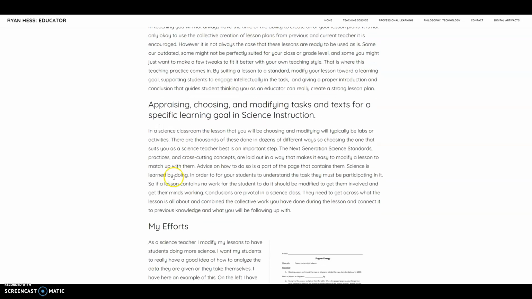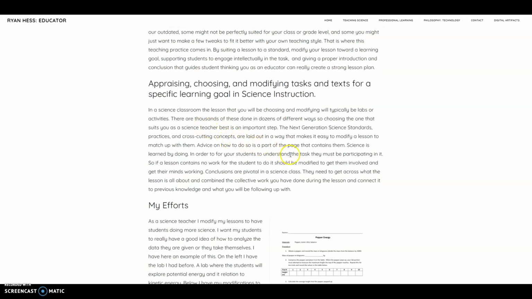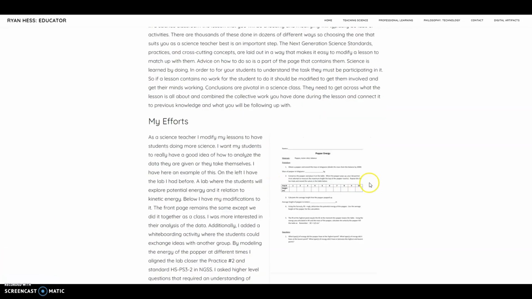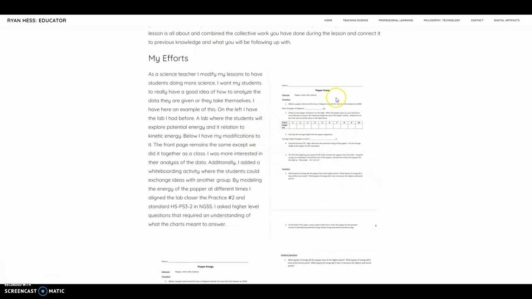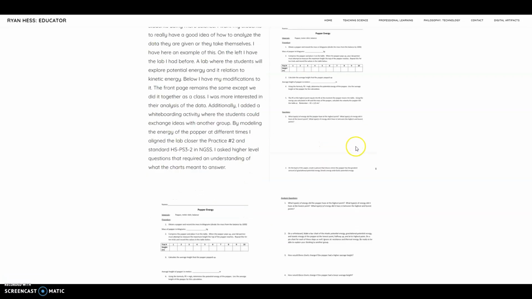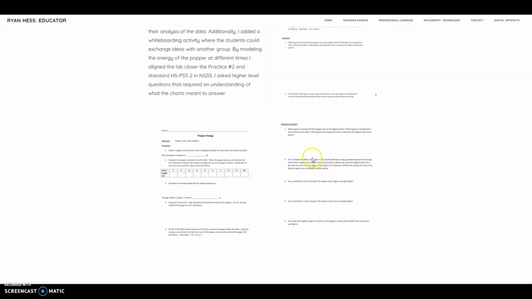So in a science classroom, what we want to do is make changes that make lessons fit more toward the Next Generation Science Standards and practices. And cross-cutting concepts, of course. But the idea behind this, and if we look at my example down here, the idea that we want to really get across is that some of the practices and standards that NGSS has are very good at getting students involved in the science process itself.